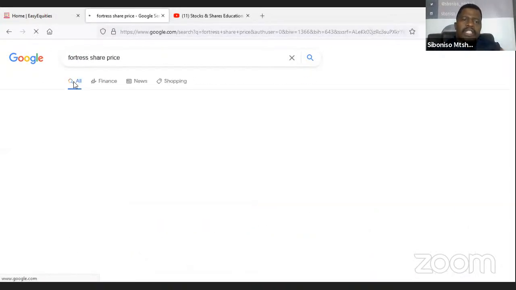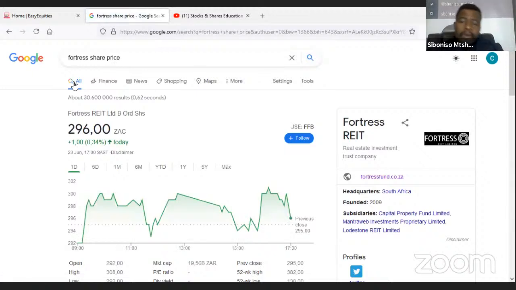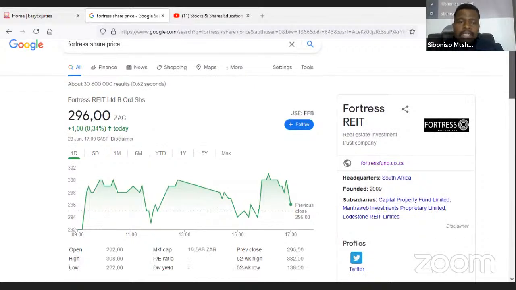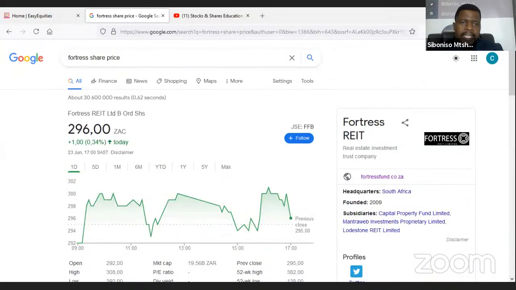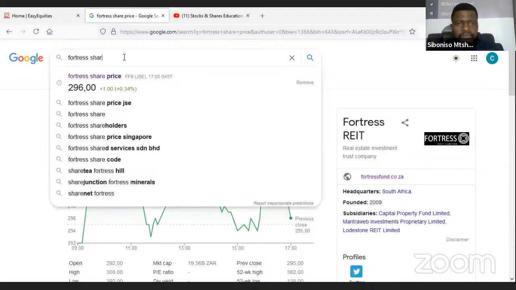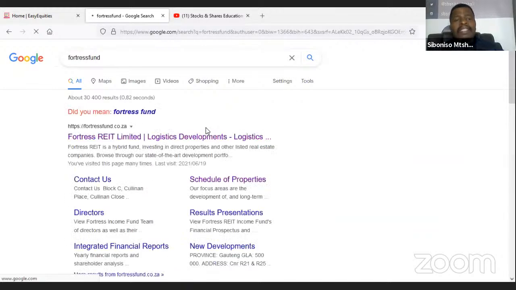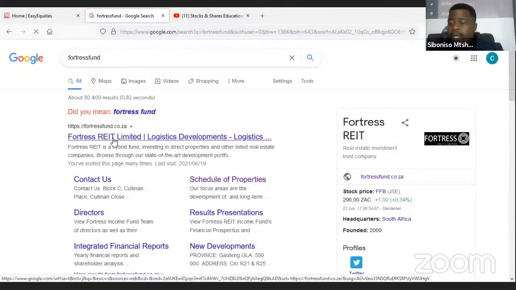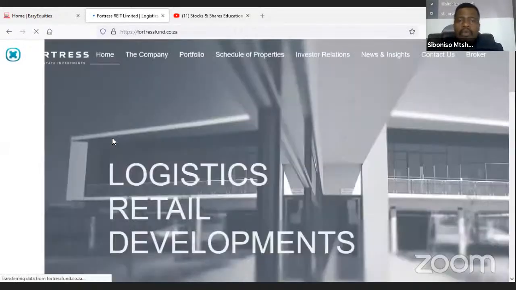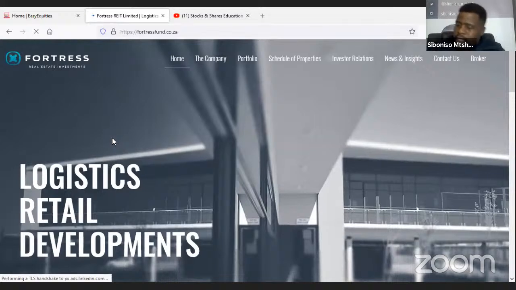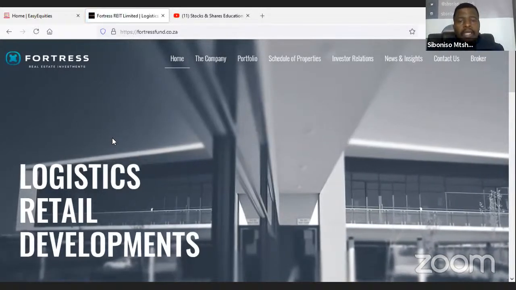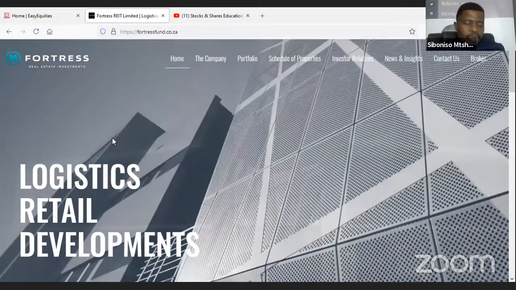For instance, the Fortress share price is now 2 rand 96, from that 1 rand something last year. But what I want us to check is the Fortress website, Fortress Fund, so that you can see, as much as it is 2 rand 96, under Fortress there are some notes that I will send you, Nontogozo, so that when you are dealing with our people in Johannesburg, it can be easy to differentiate.